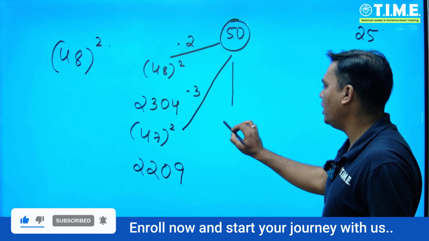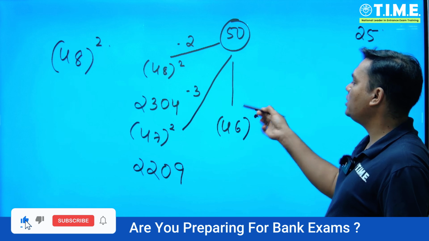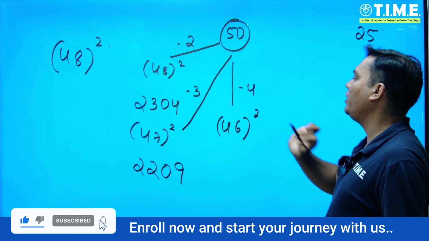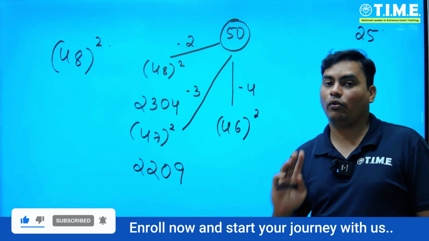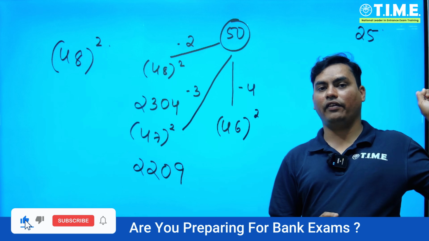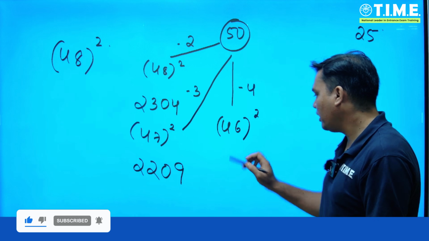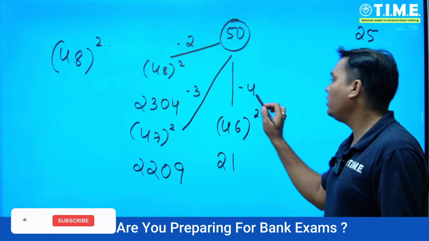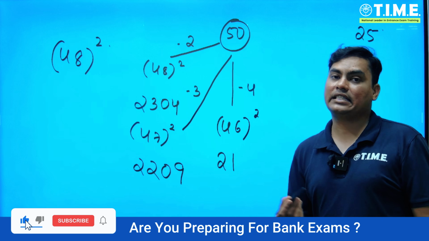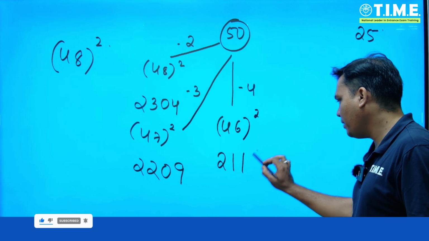Suppose I ask you, what is 46 square? This 46 is how much less than 50? 4 less than 50. Now what should I do? I will subtract this 4 from 25. 25 minus 4 is 21. Correct? Now this 4 square. What is 4 square? 16. I am getting a 2-digit number, so I will write the same 16. So my answer will be how much here?